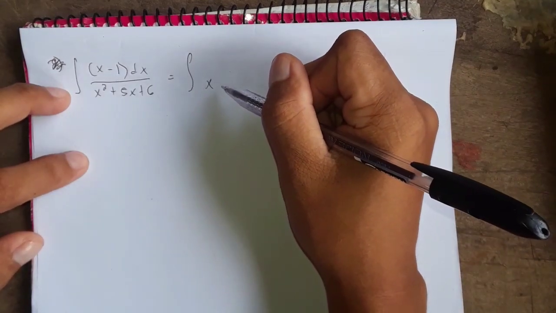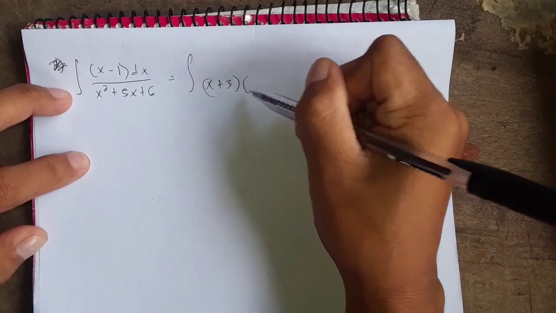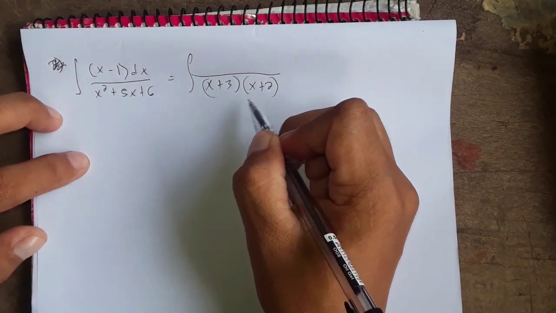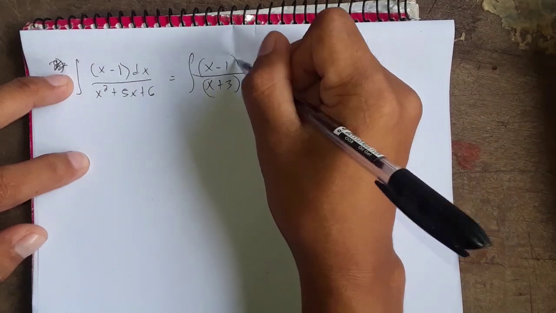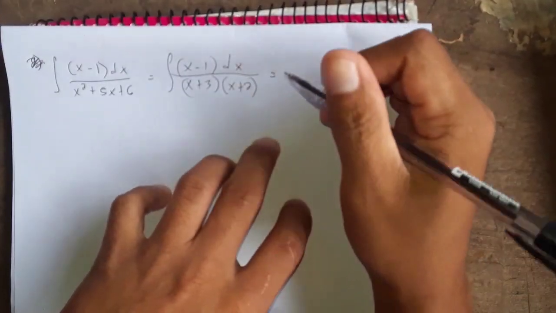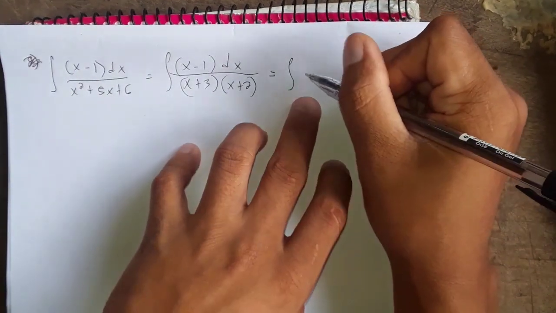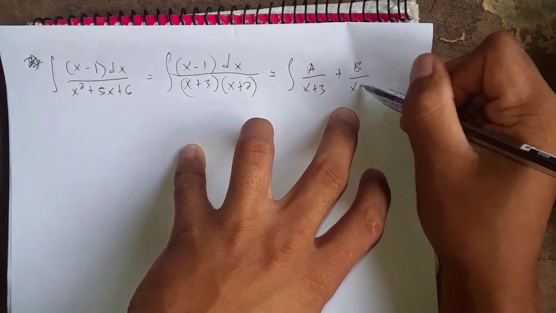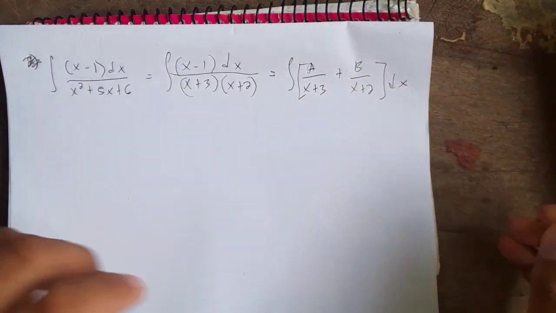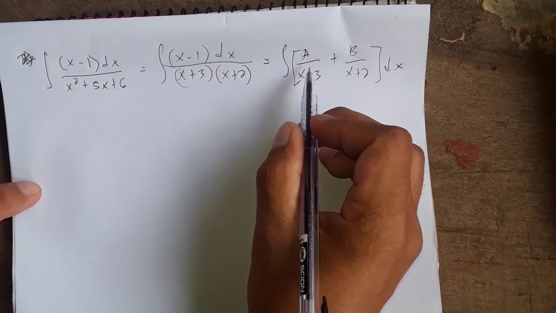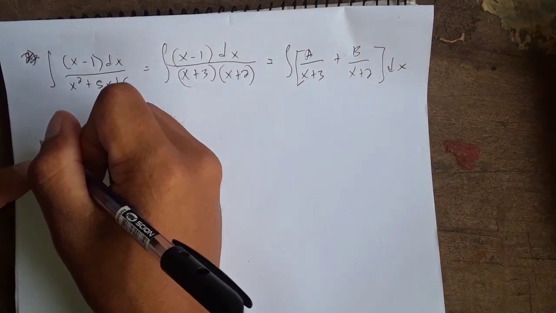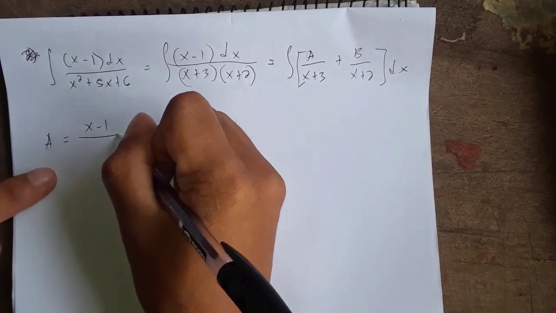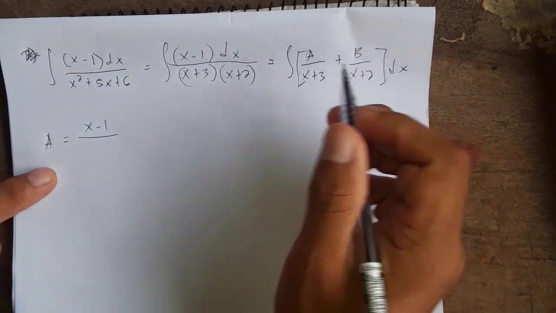So in this thing, as you can see, you can factor out the denominator as x plus 3 times x plus 2. So therefore, in the denominator we have distinct linear factors. And the equivalent fractions here is equal to a over x plus 3 plus b over x plus 2 dx. Then by finding the value of our a and b, using our derived formula, so our a here is equal to the numerator, which is x minus 1, over the denominator of the other term, which is x plus 2.